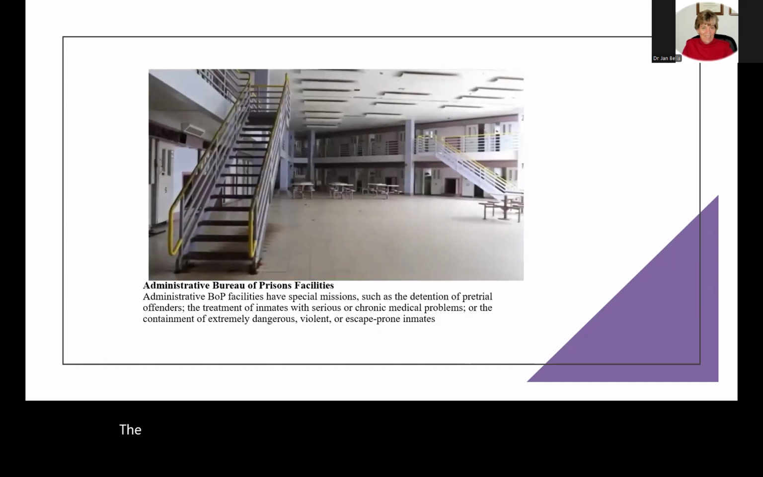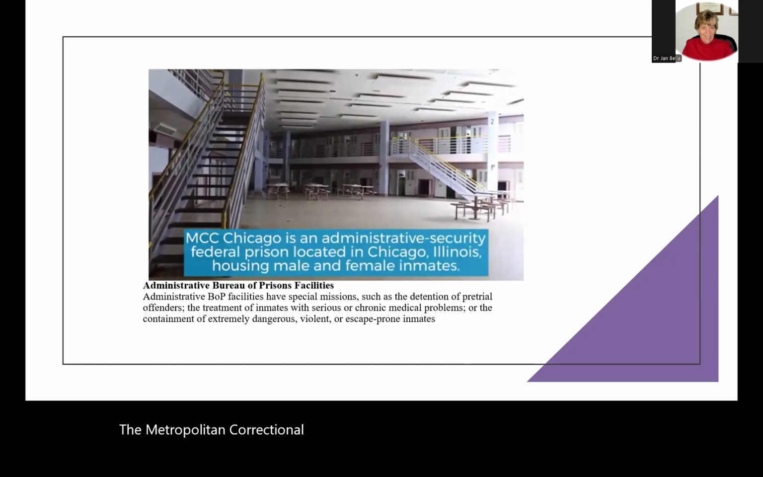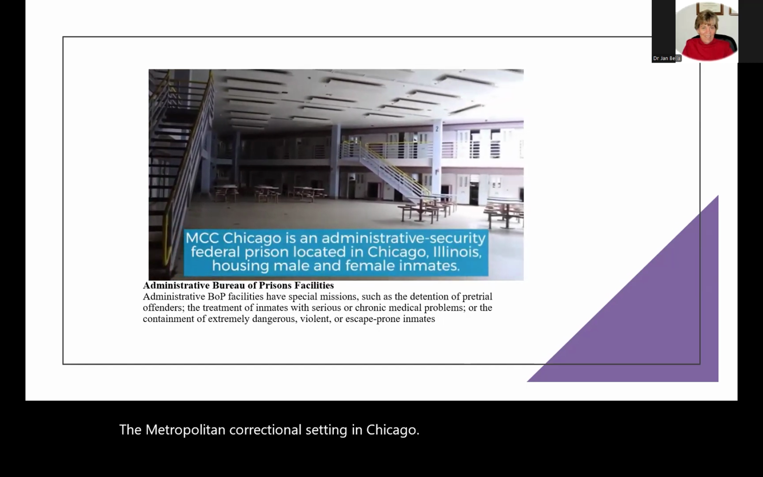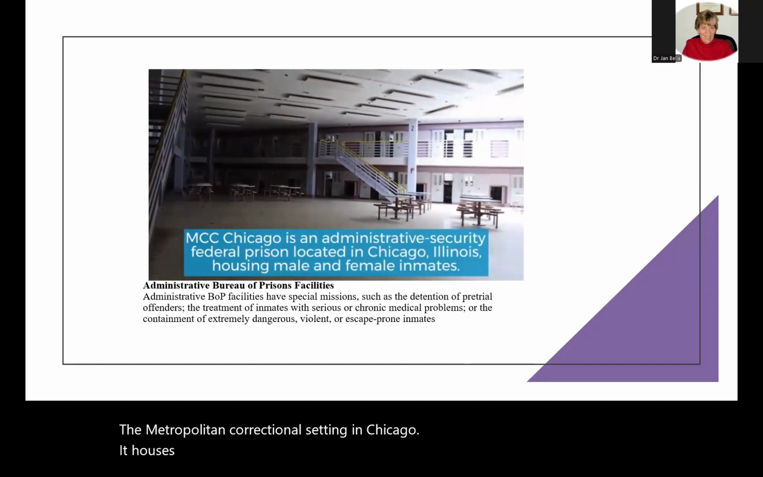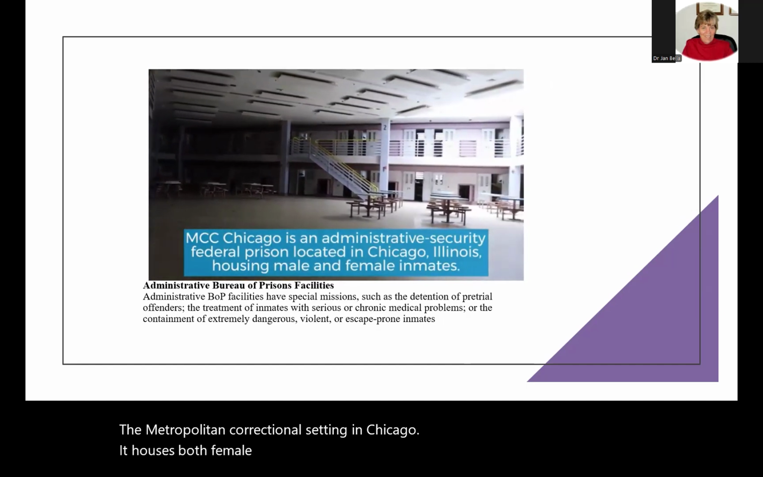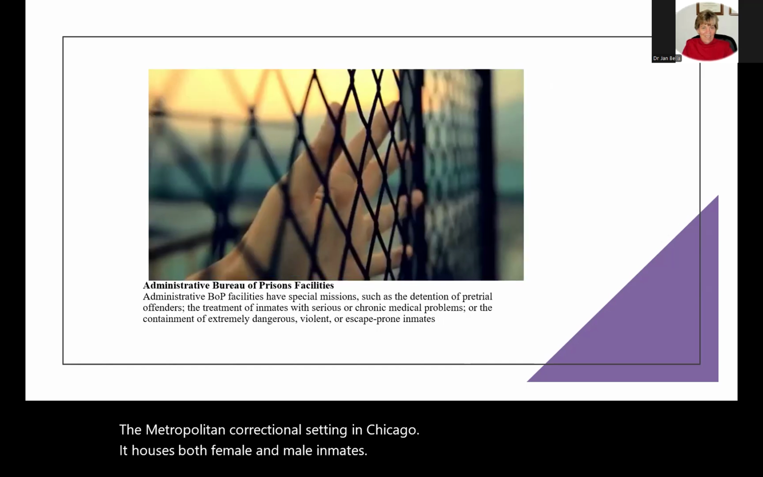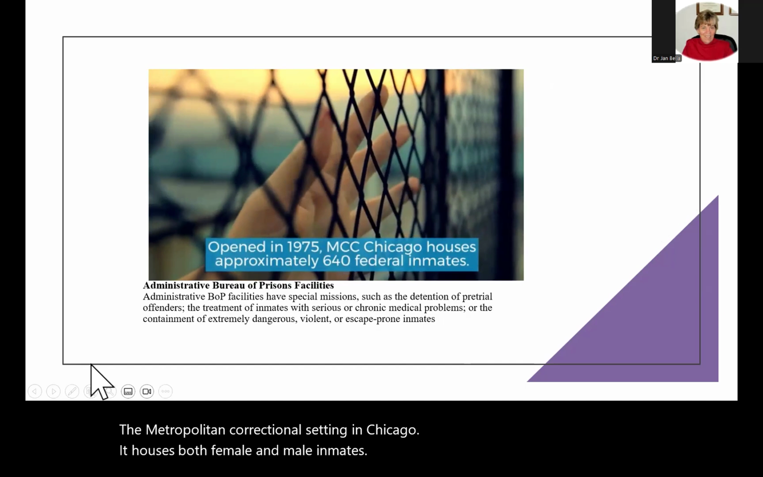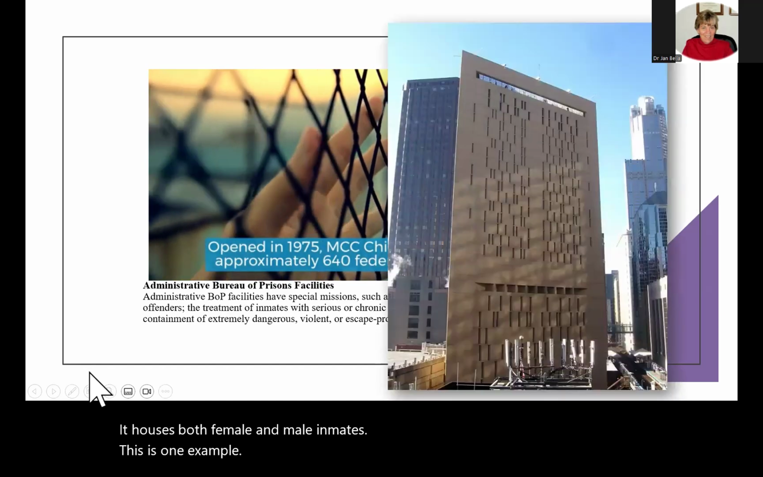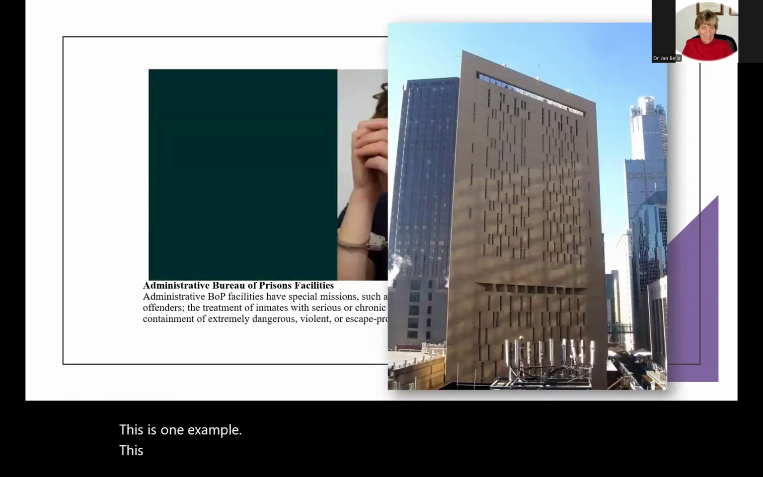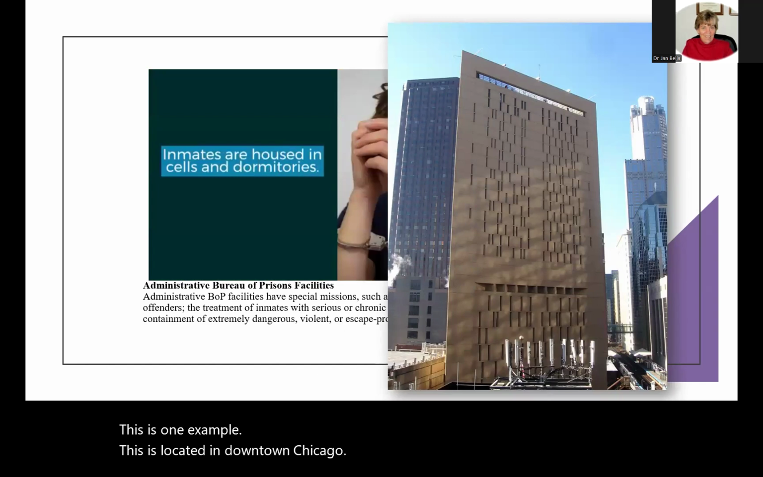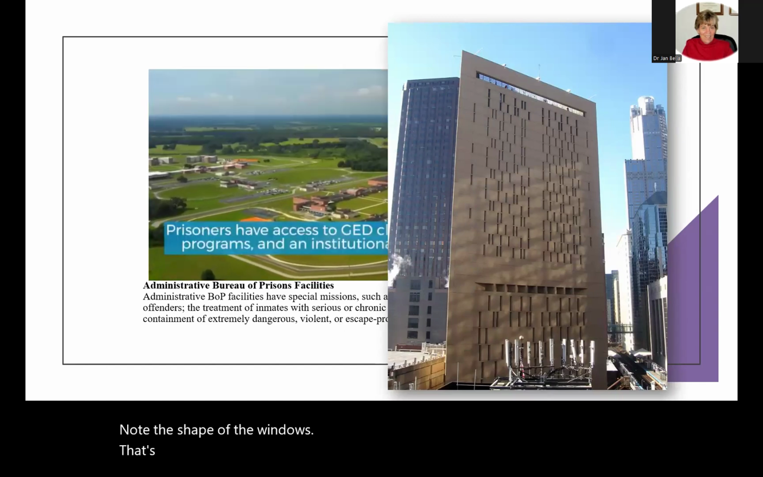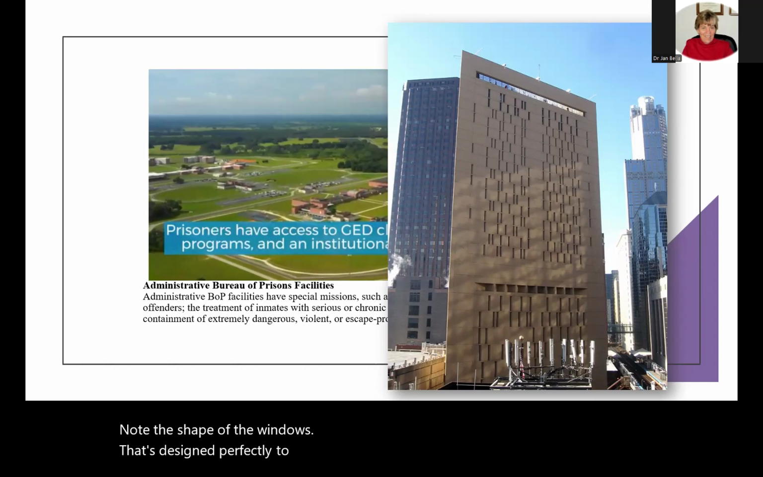Metropolitan Correctional Center in Chicago. It houses both female and male inmates. This is one example. This is located in downtown Chicago. Note the shape of the windows. That's designed perfectly to prevent escapes.